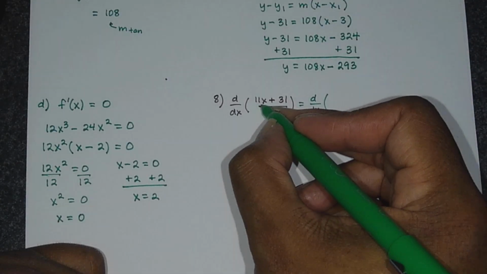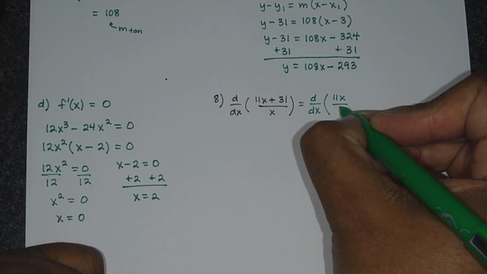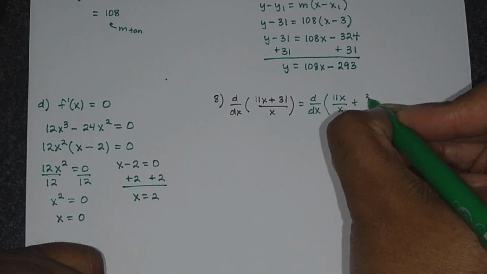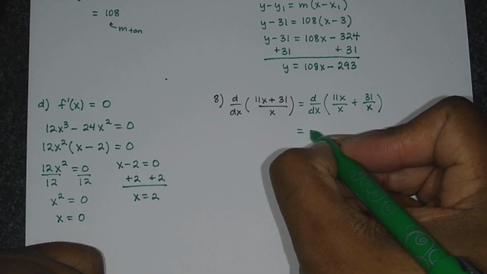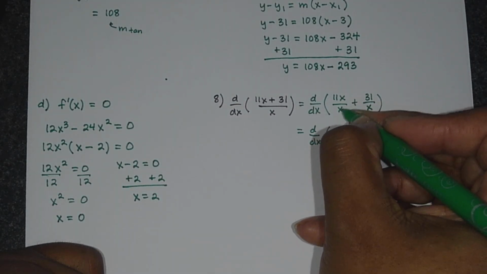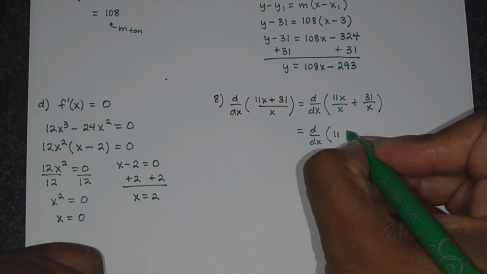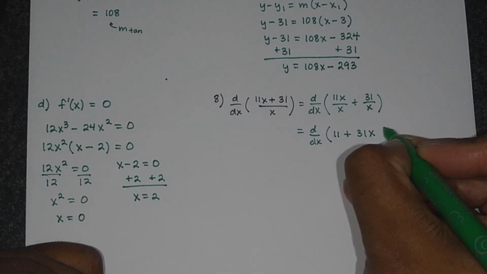What I'm going to do here is take the 11x and the 31, divide each one of them by x. So this will be 11x divided by x plus 31 divided by x. So in this case, the derivative with respect to x, well, 11x divided by x would just be 11. That 31 over x, I'm going to write that as 31 times x to what power?